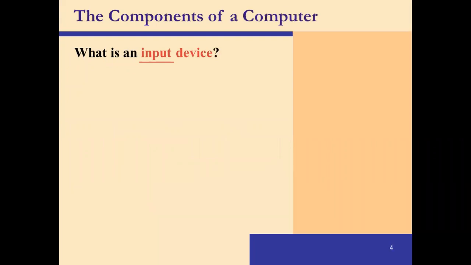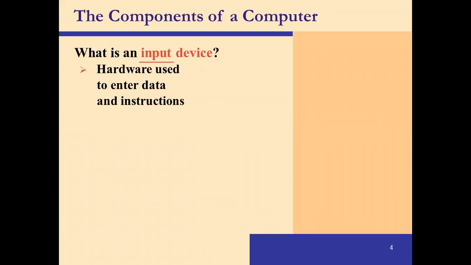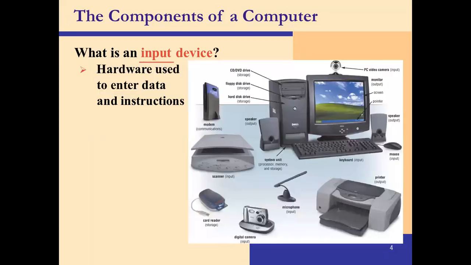Okay, what do you think about the word input? What comes into your mind when you hear the word input? Something that you use to put into the computer. Yes, it is what the computer takes in. So the devices that allow us to put something inside the computer in the form of instructions are called input devices. These are hardware used to enter data and instructions. This is the definition of input devices, and the input devices are these with the red arrows.